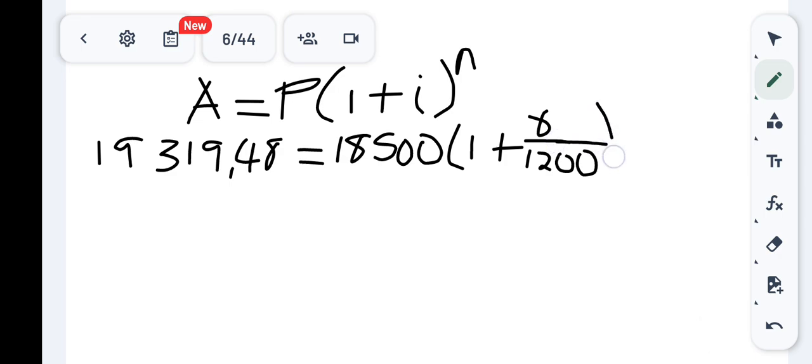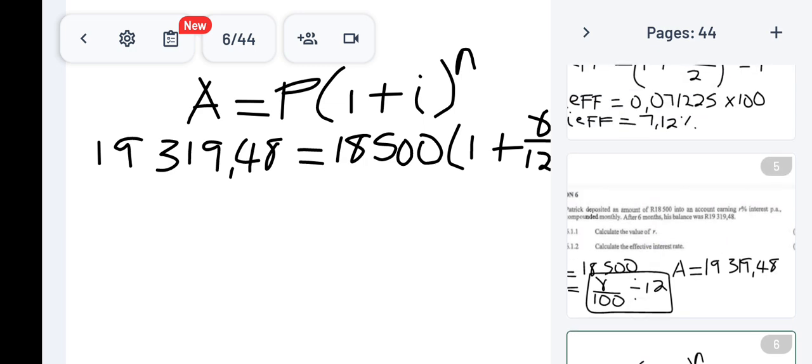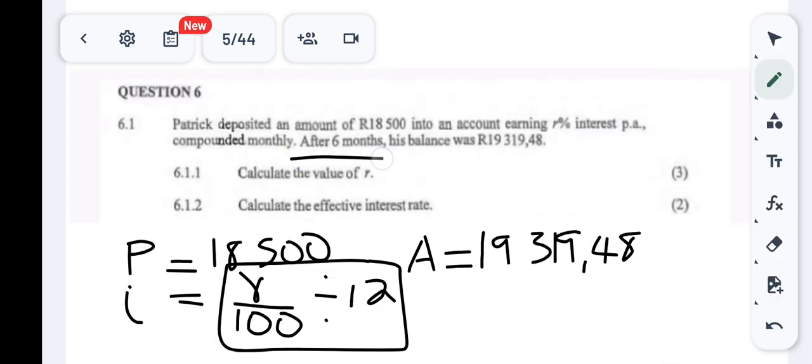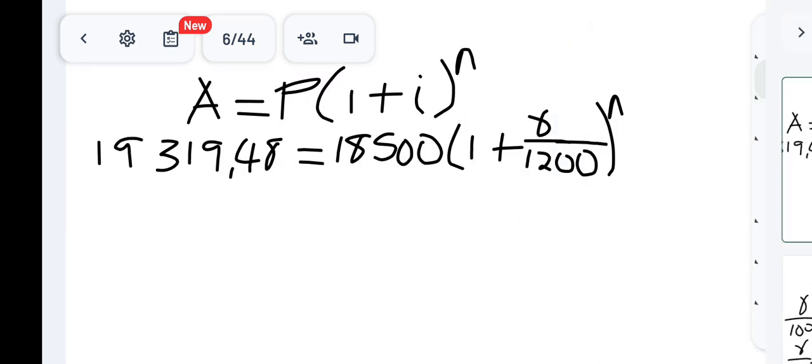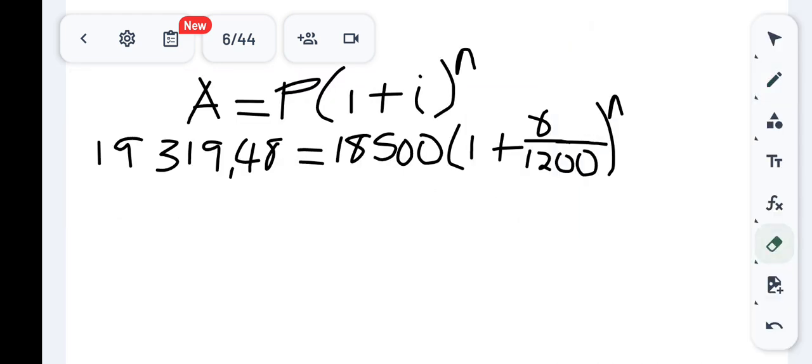Leave n as it is. No, 6 months. Yes, because we want to calculate the value of r. So n in this case is 6, 6 months.